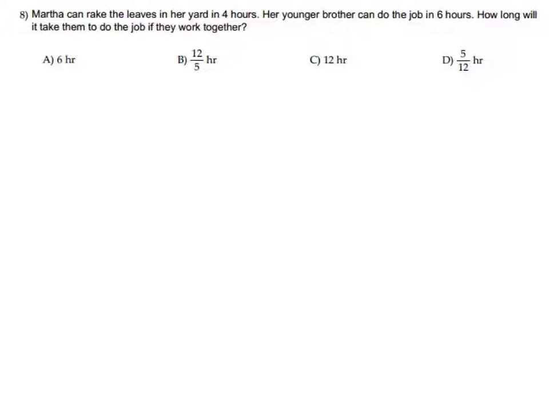All right, Martha can rake the leaves in her yard in 4 hours. Her younger brother can do this job in 6 hours. He must get distracted easily. How long will it take them to do the job if they work together? This problem, the setup, might be something you just know how to do. 1 over 4 plus 1 over 6 equals 1 over t. That's the setup. Very simple, very easy.